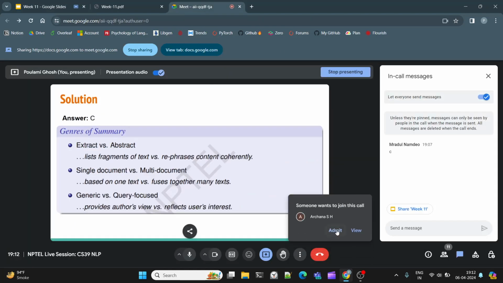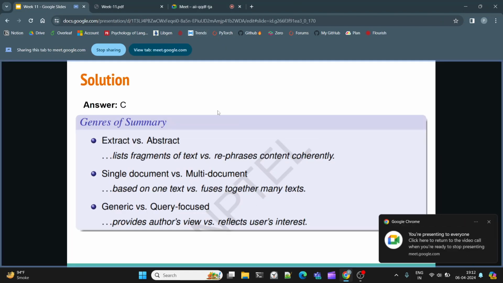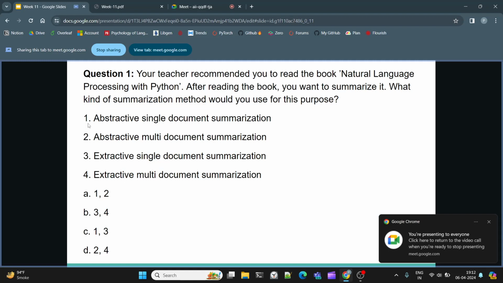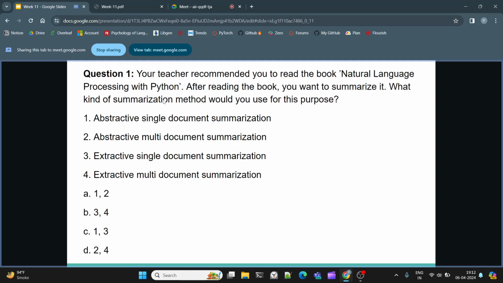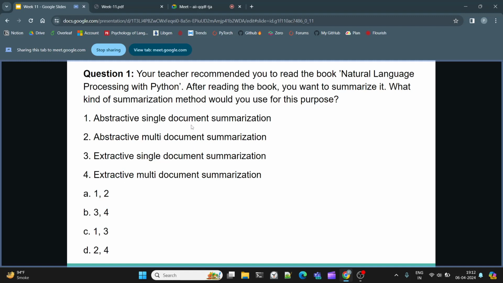Now, having understood these points, we can see what the answer is in this case. We have been given one textbook, Natural Language Processing with Python. That means we are currently operating under the single document genre. So that is done, and the multi-document options are eliminated.